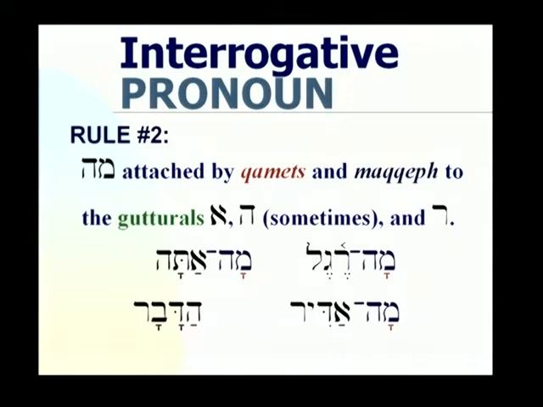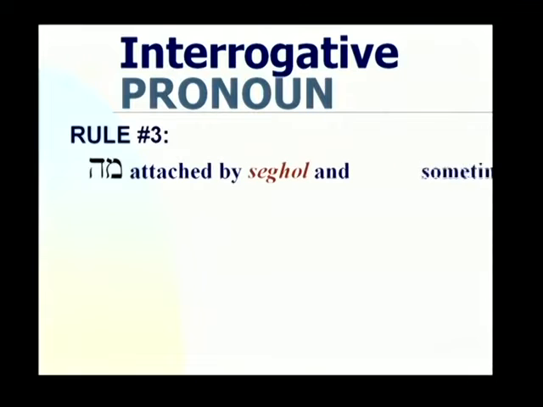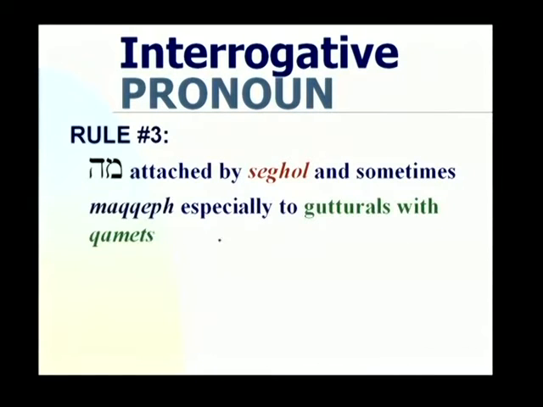And then had davar is the word. Okay? We put the interrogative on it. What is the word becomes ma had davar. Everyone? Ma had davar. Notice it's because it's before the hey guttural that it takes the comets. And then rule number 3, the mem hey attached by makef to the noun or the verb, whatever follows it, is changed to a segol if the gutturals have a comets.